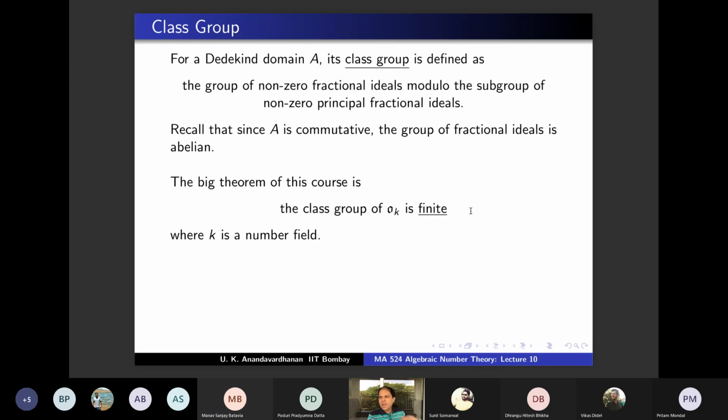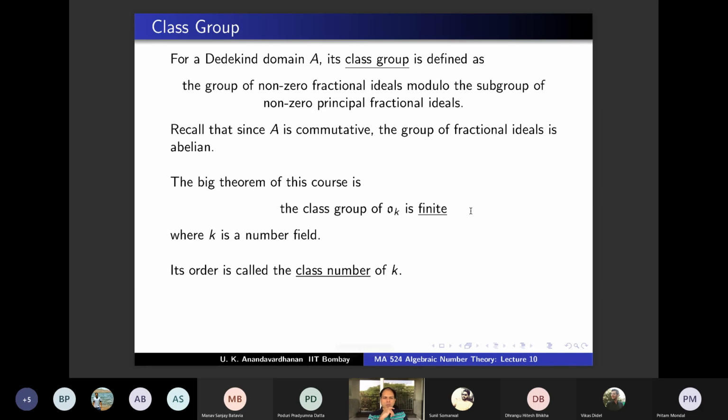In fact, much later, if you tell someone you had a course in algebraic number theory, and if someone asks you to remember something, this is all that you need to remember to show that you had a course in algebraic number theory. The class group is finite. There's one more important result, which we might also do, called the Dirichlet unit theorem. We will see, but this is the most important theorem.